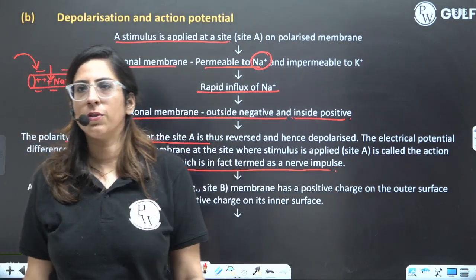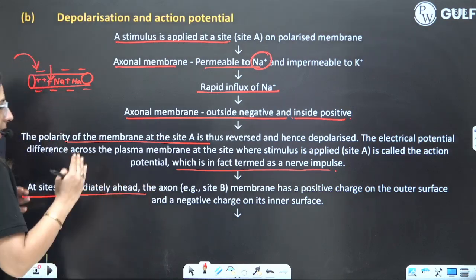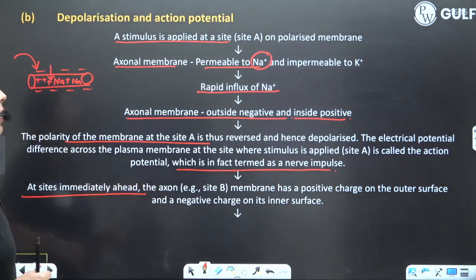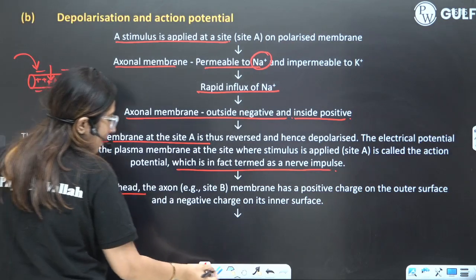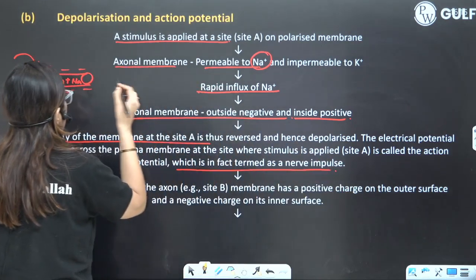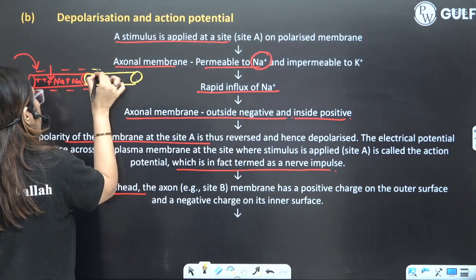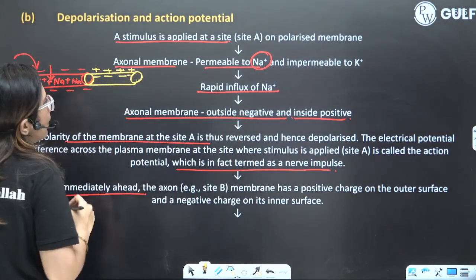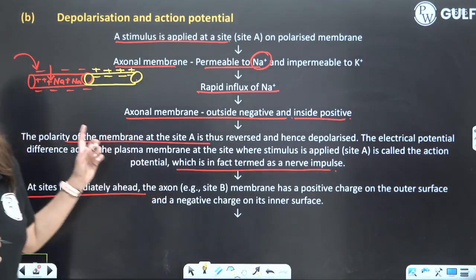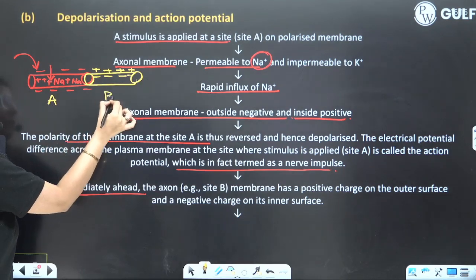Nerve impulse, right? Now at sites immediately ahead on the axon, that is the B region, the membrane has positive on the outer and negative on the inner side. So if you look at this other part of the same neuron, this is the B part. But in the B part, outside it is positive and inside it is negative. Clear? So that means action potential has reached the A region, not the B region.